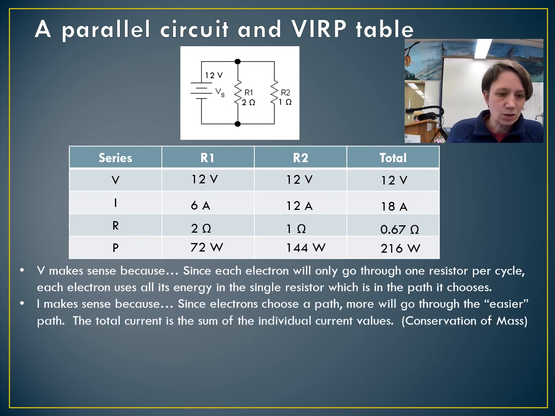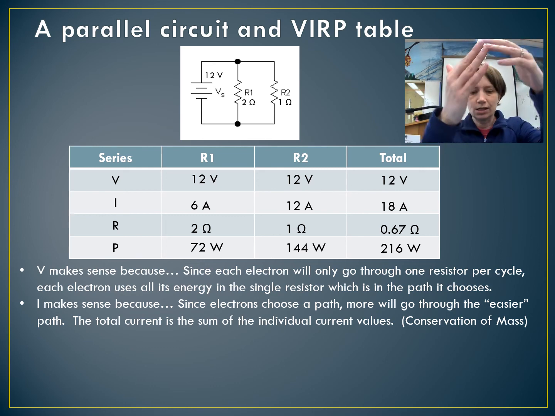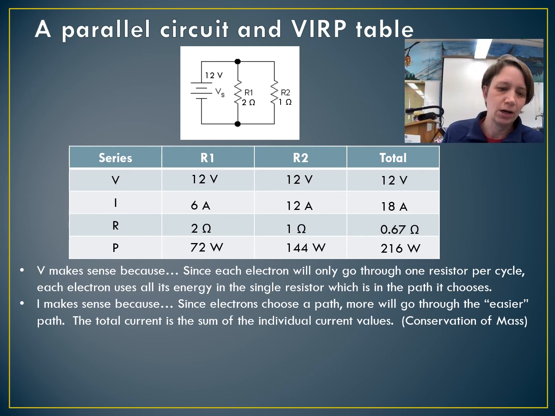The current makes sense as well, because as we talked about earlier, the 18 amps starts out, it splits into two paths, 6 and 12, and then it's going to come back together again and go back in the battery at 18. The other thing to note is that we get more current through the smaller resistor value. If you've heard people choose the path of least resistance, this is similar, although it's not everybody chooses that path, just most of the people.